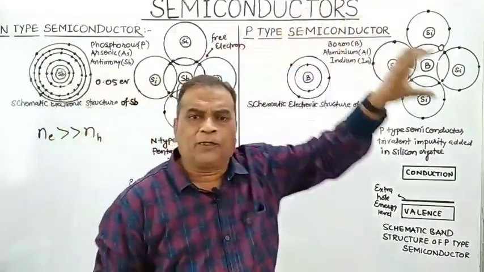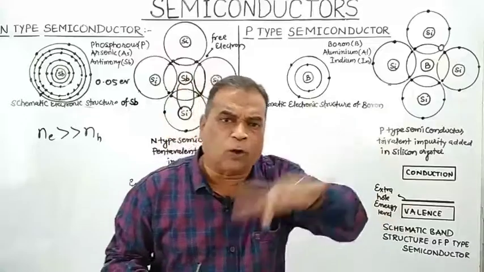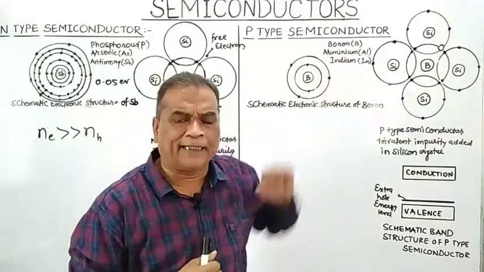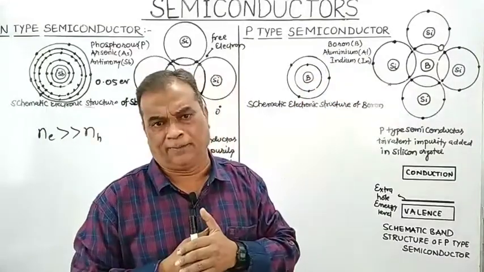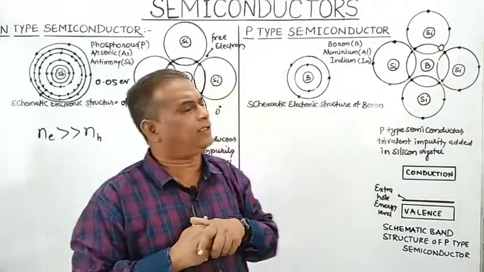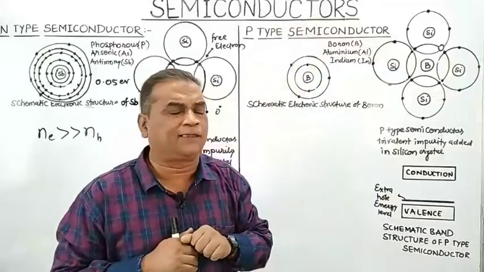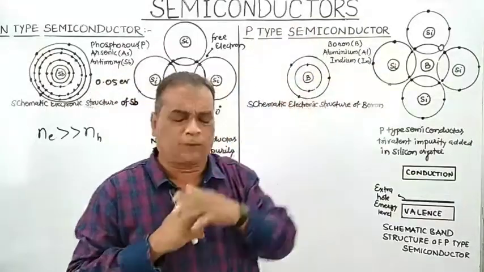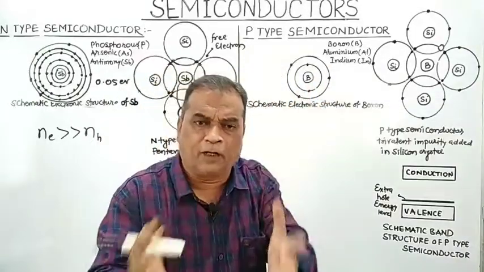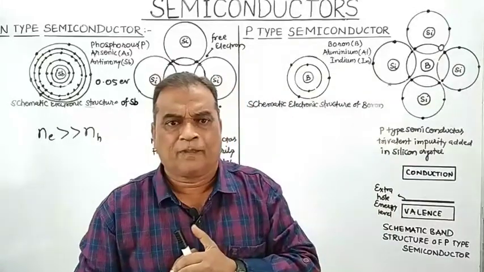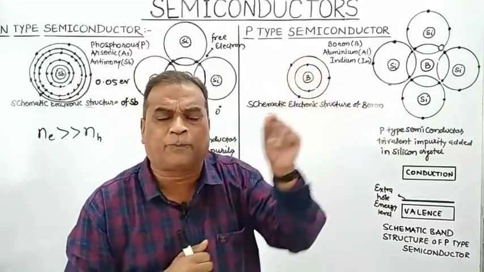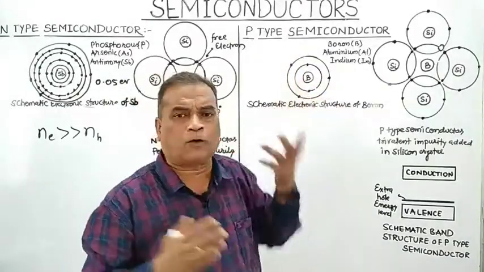Now whenever pure germanium or silicon is doped with a trivalent impurity such as boron, aluminium or indium, these are trivalent elements. Means when any pure germanium or silicon crystal is doped with a trivalent impurity, then we will get p-type semiconductor. As an example, let us consider boron, which belongs to the third group of the periodic table. Boron is a trivalent impurity, and because it belongs to the third group, the valency of boron is 3.